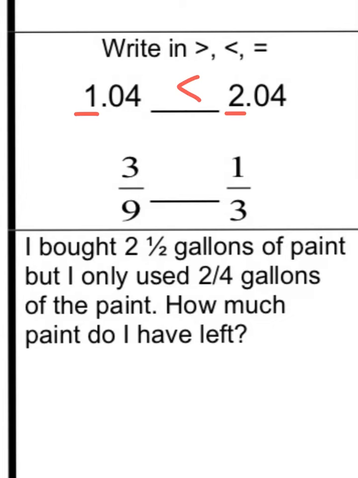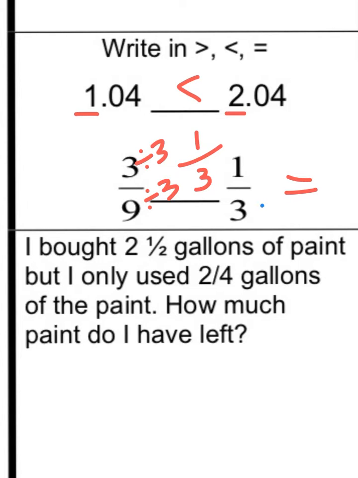For this one, 3/9 and 1/3, it looks like the 3/9 is greater, but remember we can simplify it by dividing both the numerator and your denominator by 3, and 3 divided by 3 makes 1, and 9 divided by 3 makes 3. So they're actually equal to each other. So 3/9 is the same thing as 1/3 once you simplify the 3/9.